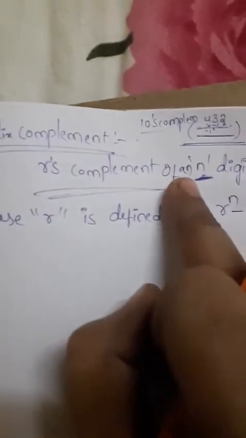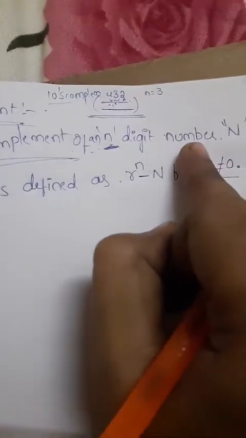That's why I can take here tens complement. Tens complement of an n-digit number. Small n is defined as how many digits we have here. Just count it, that is represented as small n. Here we have a 3-digit number, no? 1, 2, 3. So that is represented as small n. So that means the tens complement of a 3-digit number is represented as capital N.